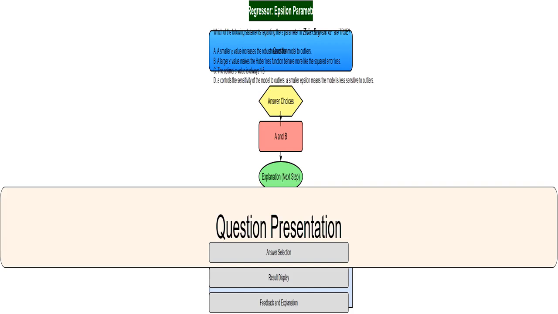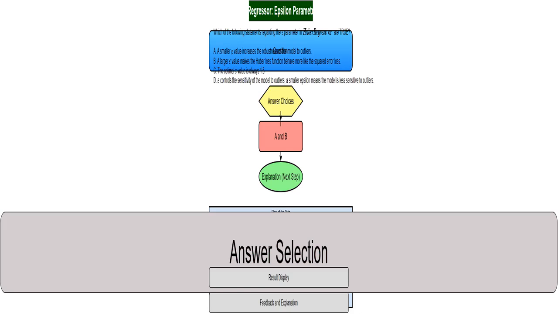I'm presenting the question to you. Take your time to read it and consider your options carefully. Select your answers based on your understanding of the epsilon parameter. Don't worry if you get it wrong. The explanation will help you learn.